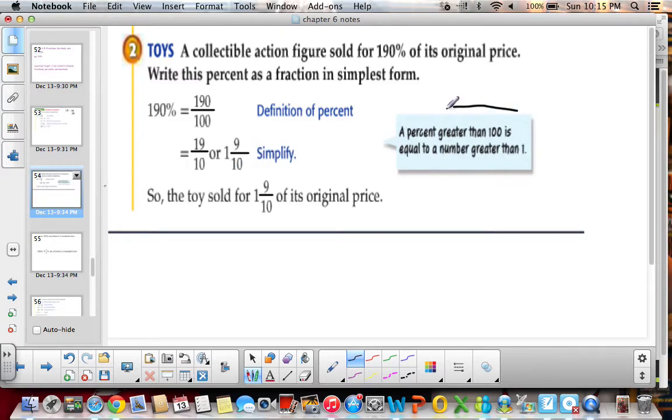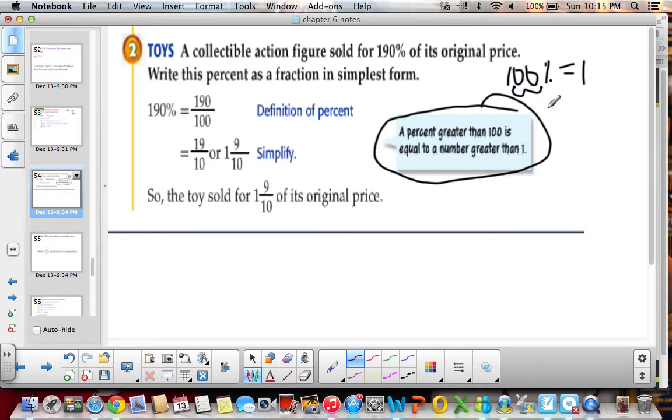So something to remember that you probably want to write down is that a percent greater than 100 is equal to a number greater than 1. 100% equals 1. Remember, if there's a decimal, the invisible decimal is here, we go over to the left 2, so that equals 1. So all of everything means 100%, just like all of a pizza or all of something is 1. And then if there's something missing, then that would be the fraction. So 100% and 1. So a number greater than 100% is greater than 1.